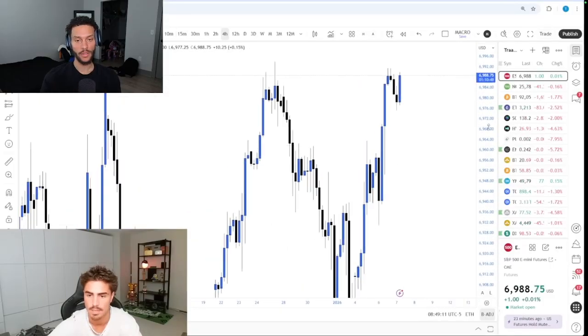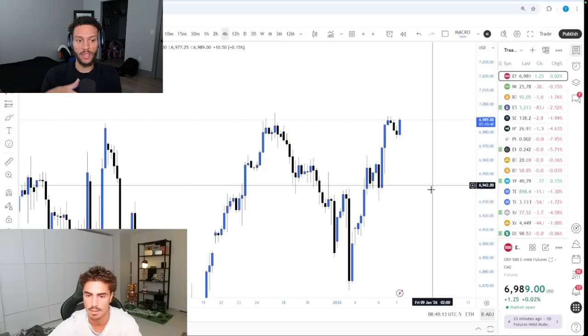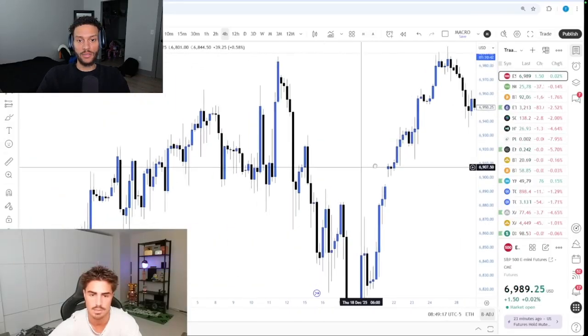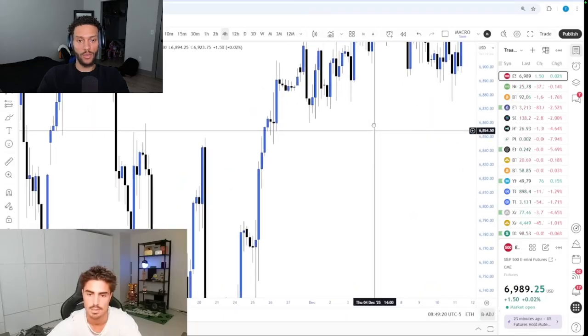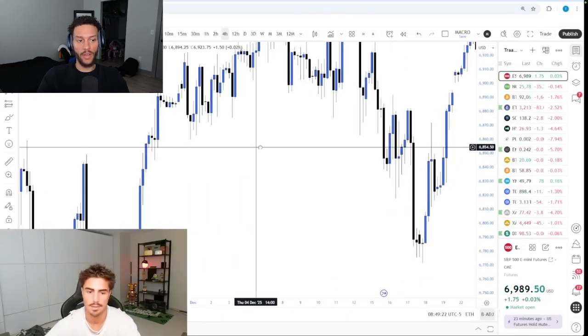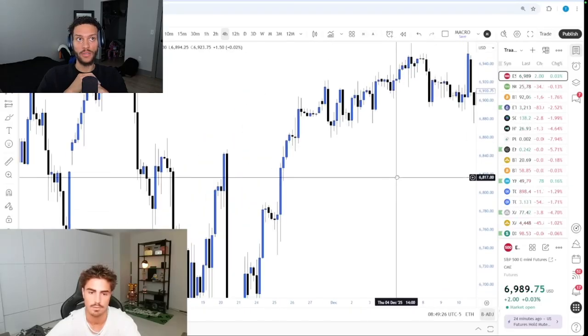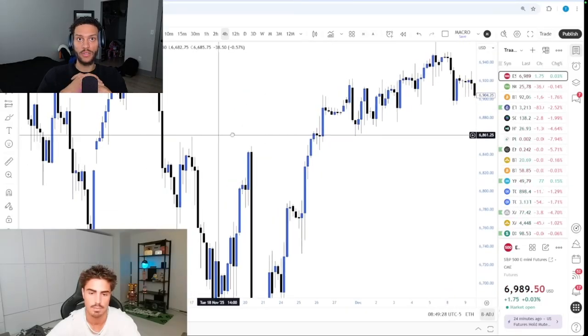And again, if y'all are having a hard time seeing these, there are indicators you can get and implement on your chart that will show you these fair value gaps automatically, so you don't have to go and look for them yourself. It is important to know this information.